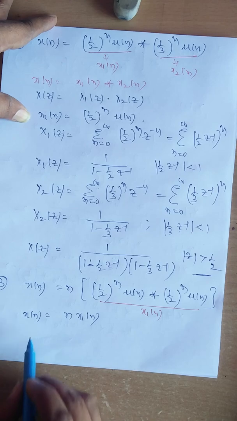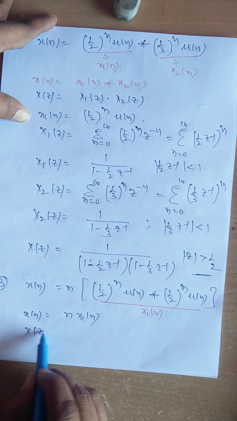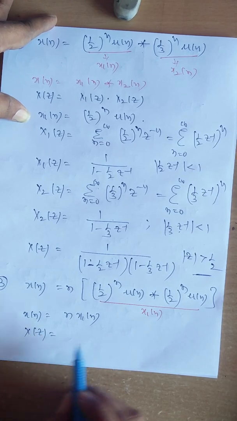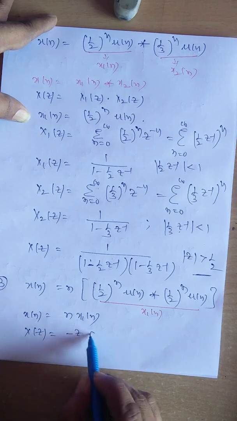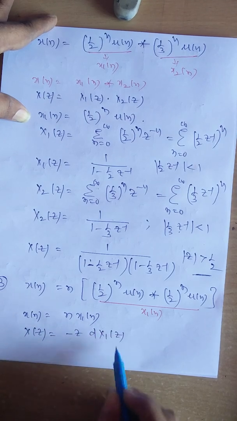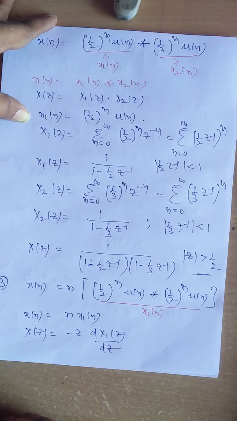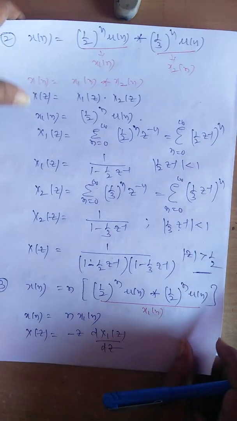Then what is its z transformation? Using the differentiation in z domain property, we can write this as minus z times the derivative of x1 of z with respect to z. Now first we should find out what x1 of z is.